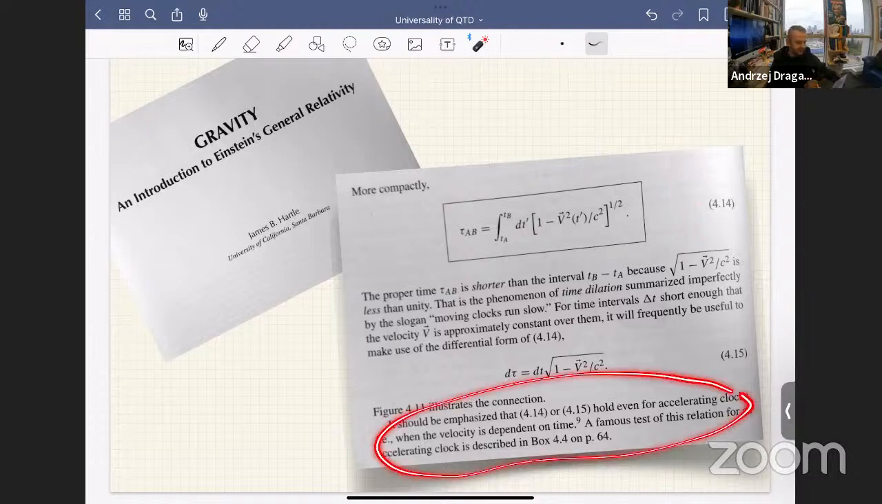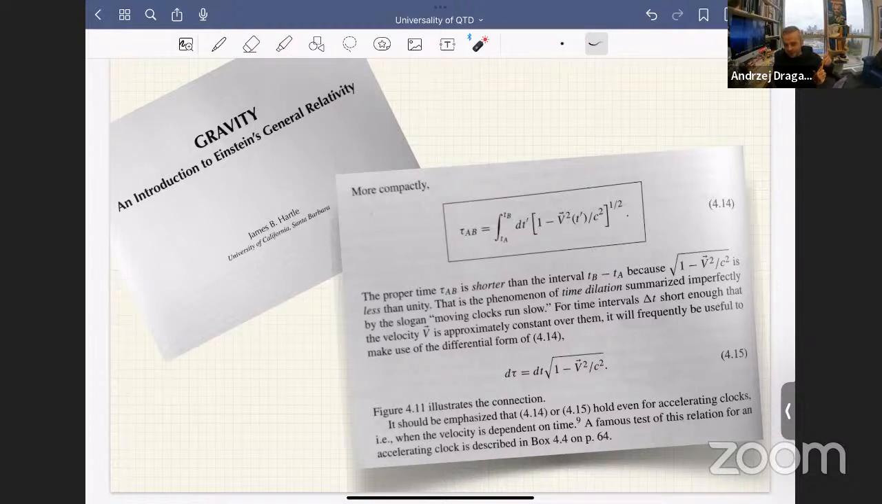And let me read the comment from Hartle below the equation. He says, it should be emphasized that this formula holds even for accelerating clocks when the velocity is dependent on time. And a famous test of this relation for accelerating clocks is described on another page. And let me explain the experiment that they have performed. So the problem with accelerating clocks is that they have mechanisms that are affected by acceleration, and these mechanisms can break. So the idea is to take a simple clock, one that has no internal mechanism, and the best candidate for that is an elementary particle, a single elementary particle.